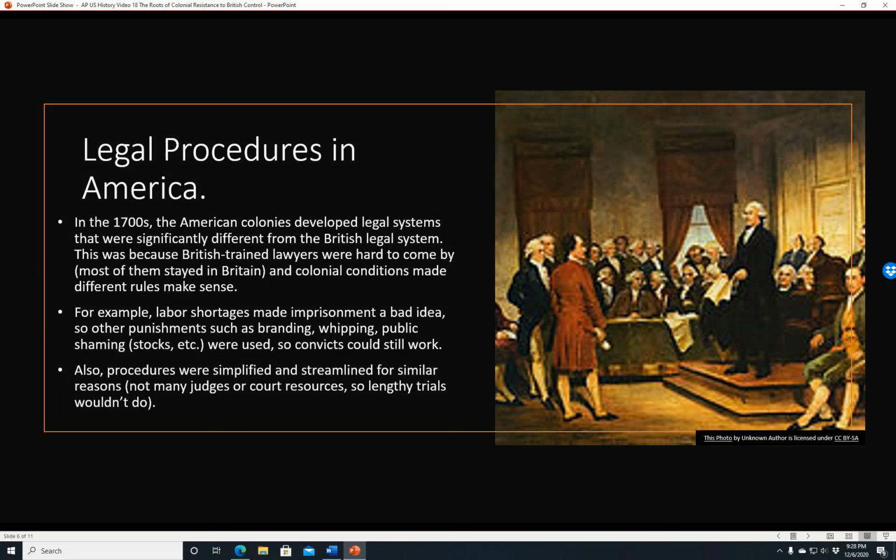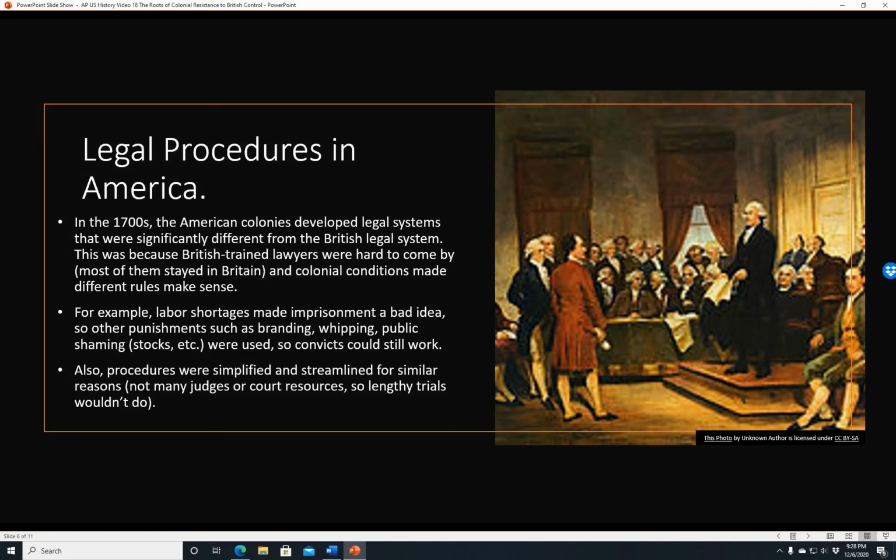So the idea was, for example, labor shortages made imprisonment a bad idea. If you already don't have enough people to plant and farm and work at whatever industries you have, you don't want to put people who can work behind bars, where they become a liability rather than an asset, a cost rather than a profit center. So other punishments such as branding, whipping, public shaming, remember the Puritans, putting people in stocks, those were used so convicts could still work.